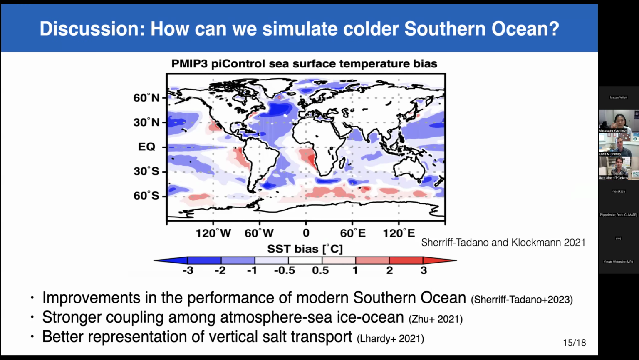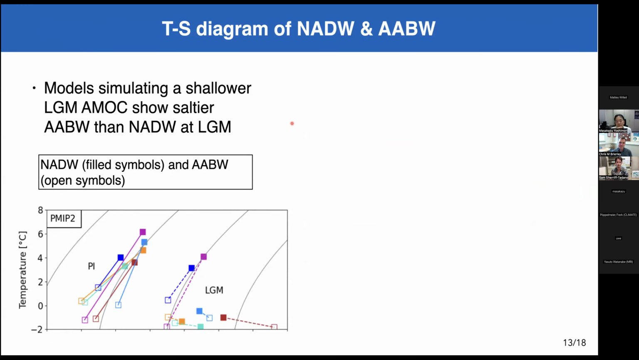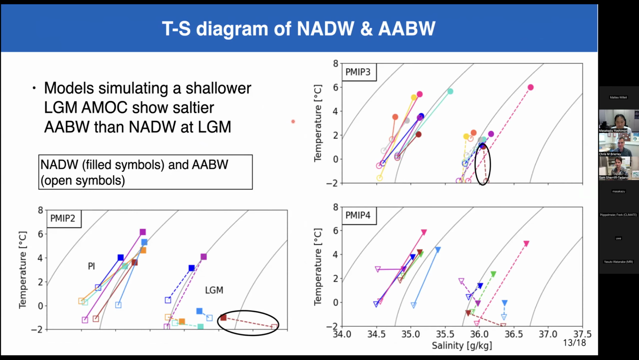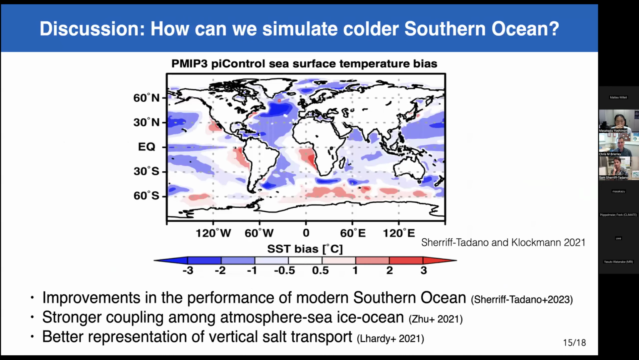So when you have a colder southern... I don't know, but sorry for that. One thing that can happen is when you have a very cold North Atlantic or Arctic at the LGM, that will cause more sea ice formation. And all the new ice formed in the Arctic could be transported to the northern North Atlantic, which is the deep water formation region, and weaken the deep water formation and the AMOC. So it does have potential, I guess. I'm not sure how important that can be because I haven't done the analysis yet.